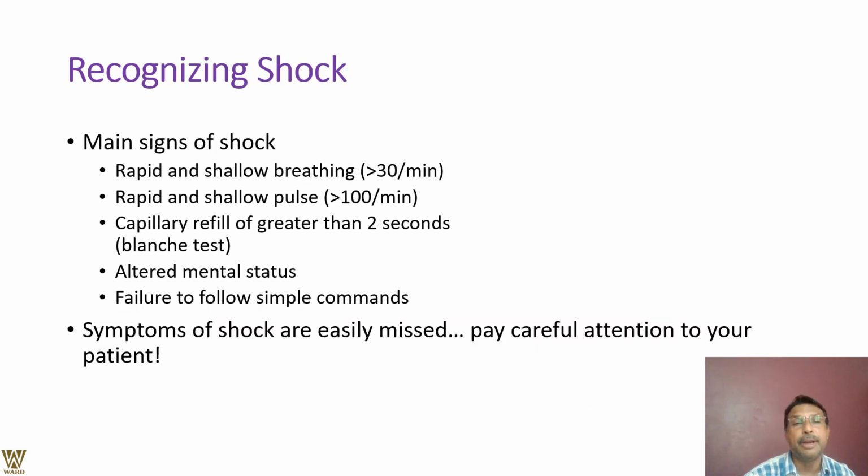Now, recognition. The main sign is rapid and shallow breathing, more than 30 times per minute, and a rapid or weak pulse, more than 100 per minute. So once breathing is more than 30 times a minute, or the pulse, if you can measure it, exceeds 100, your heart is beating too many times per minute. Normally the pulse rate is around 72 to 80 for a normal person.